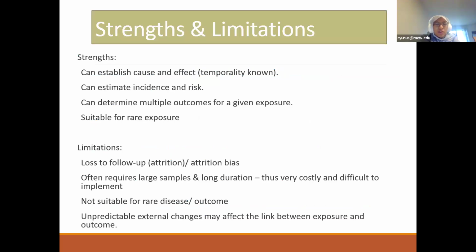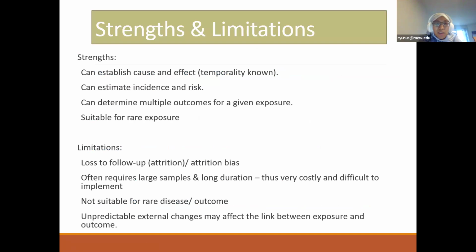Okay, some strengths and limitations of prospective cohort study. As prospective cohort design takes time into consideration, and you look into the future, it can be said to establish cause and effect. Another strength is that it can estimate incidence and relative risk, and these two measures of association cannot be calculated by the earlier study designs that we talked about.